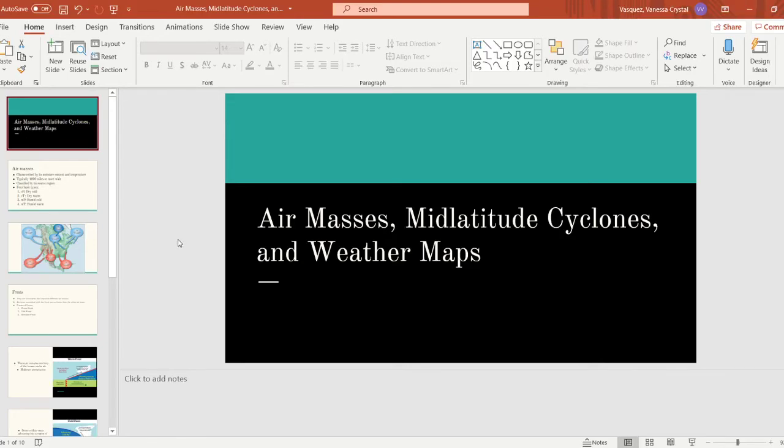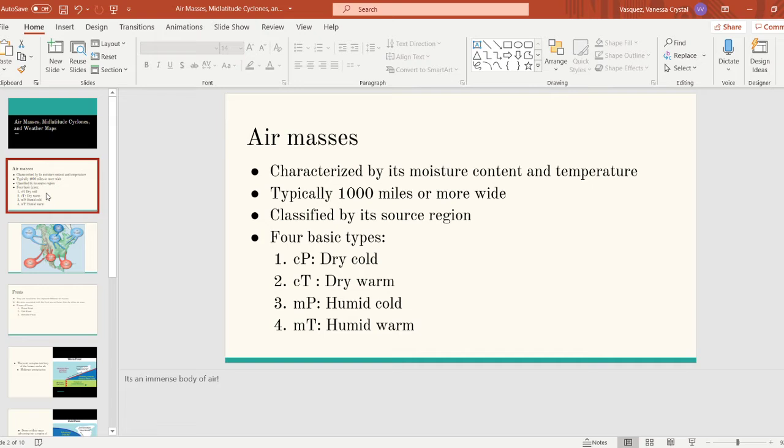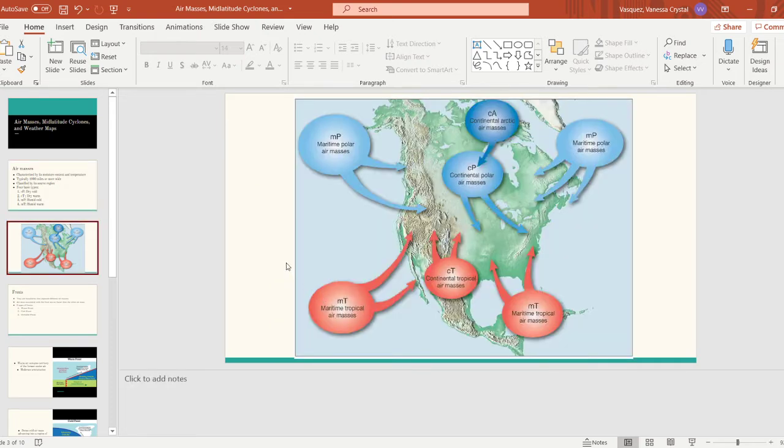Okay, hi everyone. So this week's topic is based on air masses, mid-latitude cyclones, and weather maps. An air mass is an immense body of air, characterized by its moisture content and temperature. They are typically 1,000 miles or more wide, and are classified by their source region. There are four basic types that you'll see in this diagram.